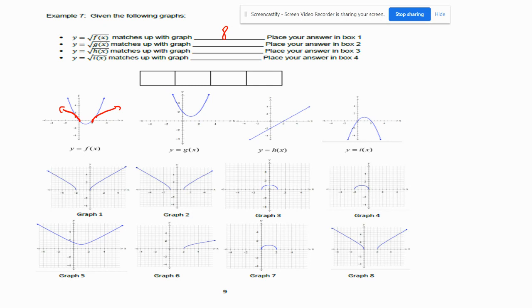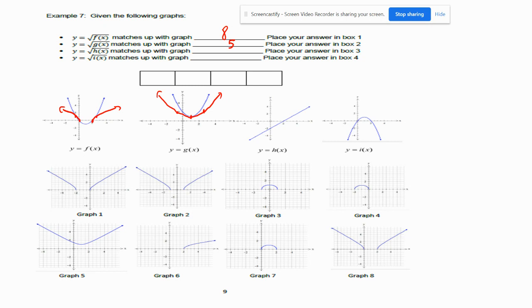Okay. So now our g of x. G of x has no zeros, but it does have y equals 1, so it's going to be invariant here. When y equals 4, square root of 4 is 2, so our graph is going to look something like this. Okay, so which one's that like? I'm going to think this matches up with graph number 5 right here.